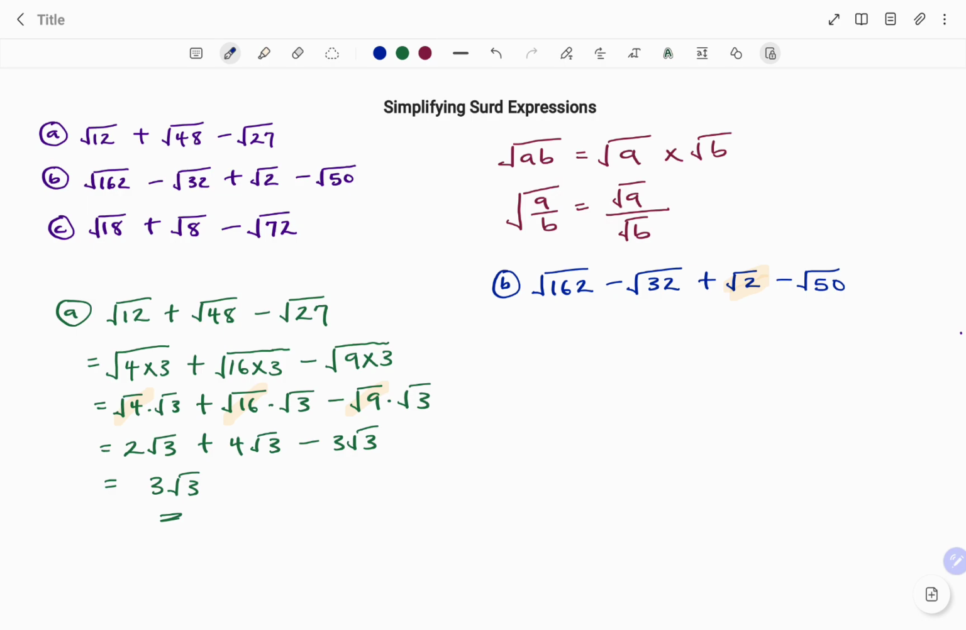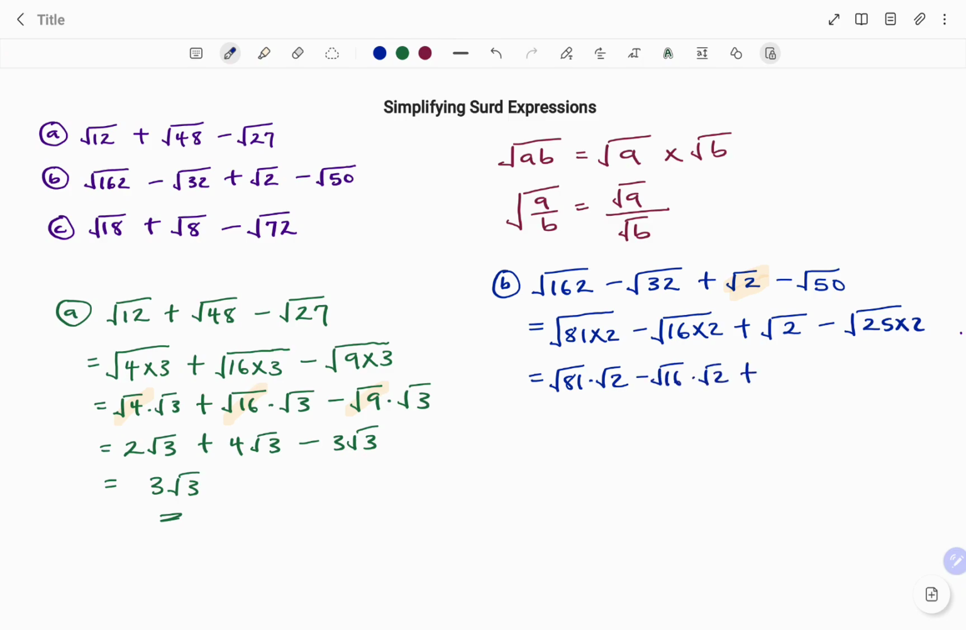That will guide us in finding the factor pair of each of the following surds, such that we have 162 being split up into 81 times 2, minus 32 will be 16 times 2. Remember, like I said earlier, I'm using my root 2 as a guide. And then I have 50 being 25 times 2. If I split that up, that will be root 81 times square root 2, minus root 16 times root 2, plus root 2, minus root 25 times root 2.